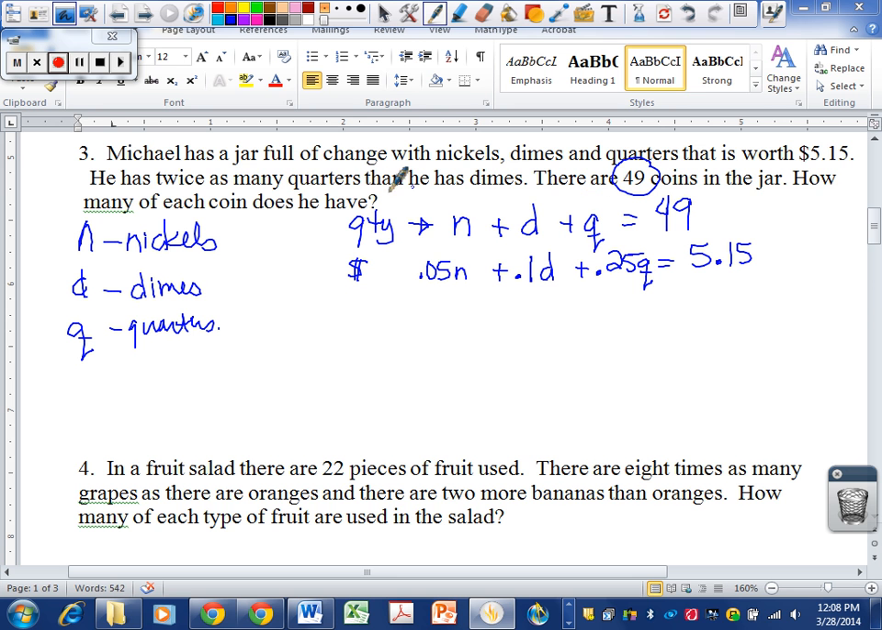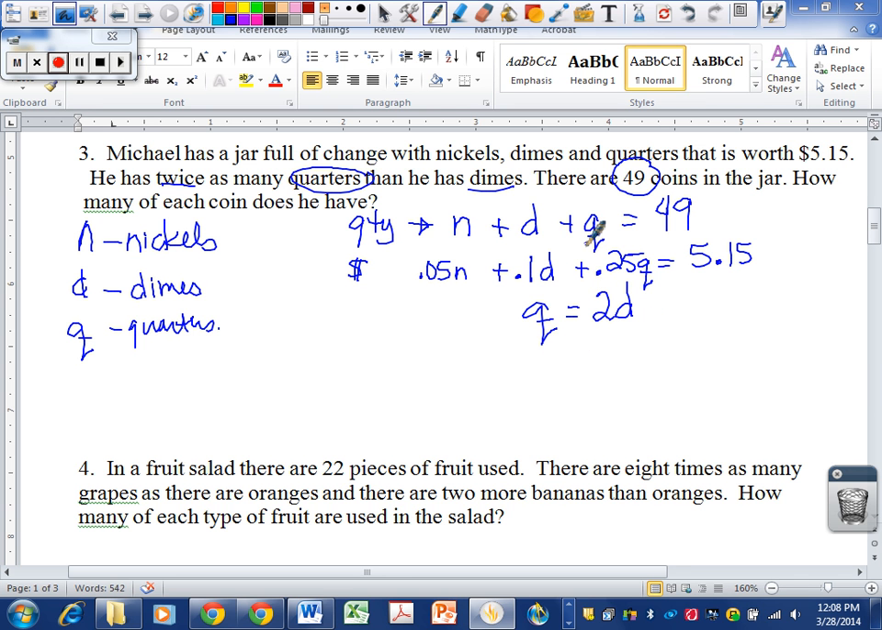And then our last one, there are twice as many quarters as he has dimes. So Q equals 2D. Okay. So right now we have 3 variables and 3 equations, and a relationship.